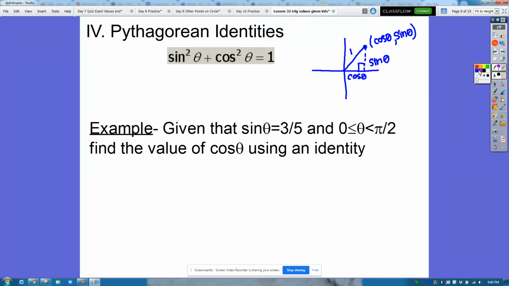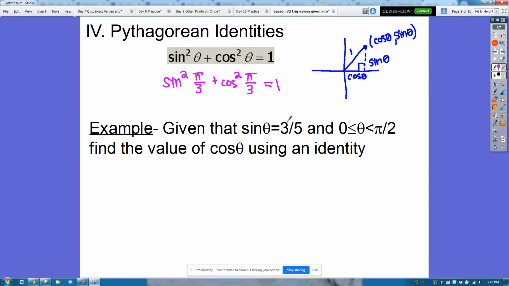So if I was evaluating sine squared of pi over 3 plus cosine squared of pi over 3, I would know that that gives me 1 as my answer. Sine squared of anything plus cosine squared of the same thing always gives 1. Okay? So we have this example.